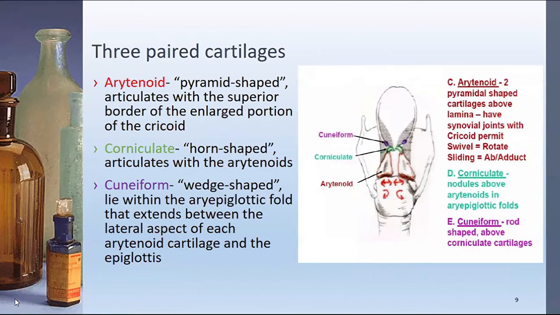Next we go to the three paired cartilages, no? As we mentioned, the arytenoids, the corniculates, and the cuneiform cartilages, no? Three paired cartilages. First we mentioned is the arytenoid. It's this one. It's the pyramid-shaped cartilage which articulates with the superior portion of the cricoid, no? There's a joint between the cricoid and the inferior portion of the arytenoid, no? It's a synovial joint, actually.